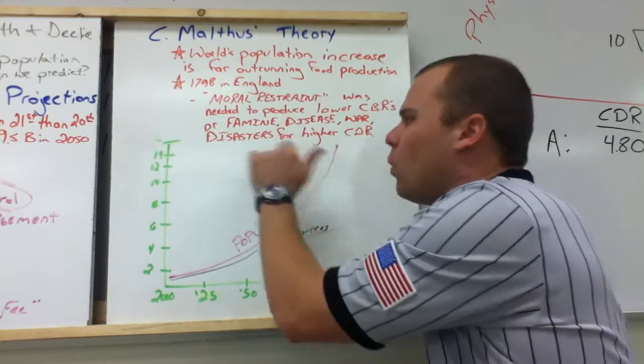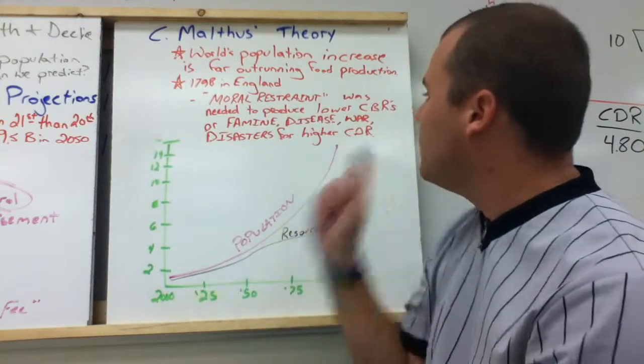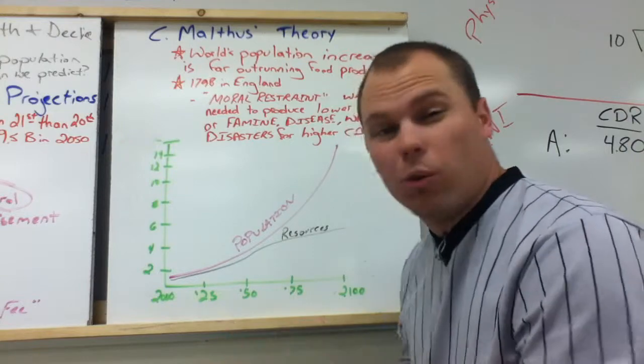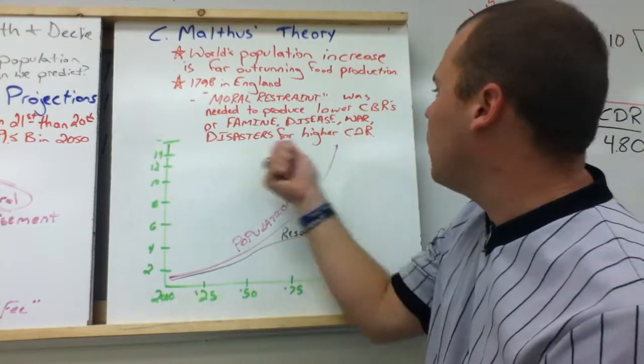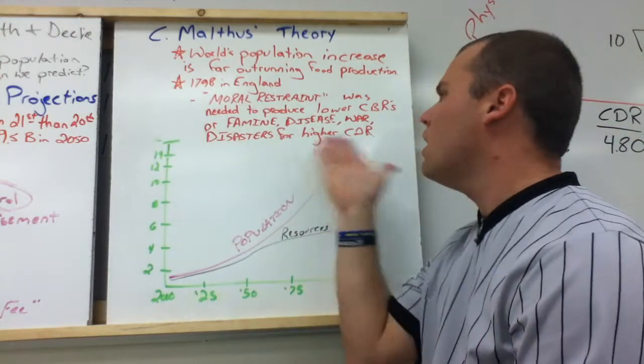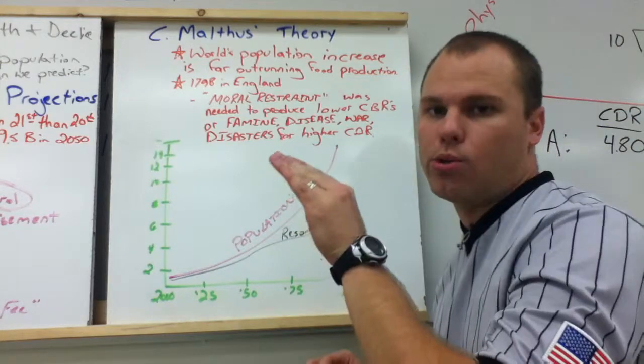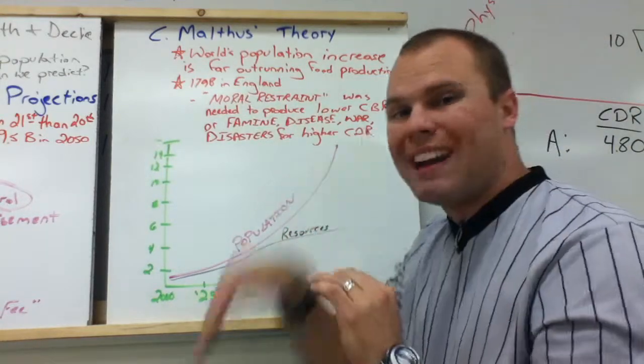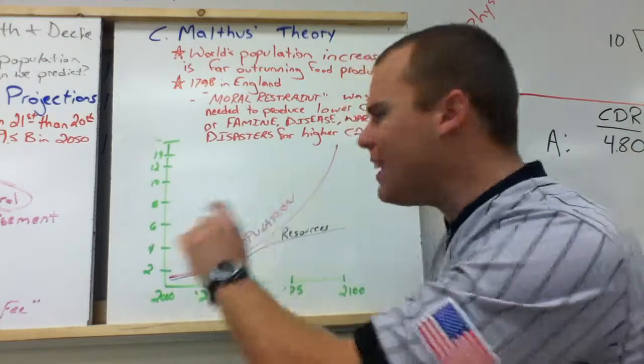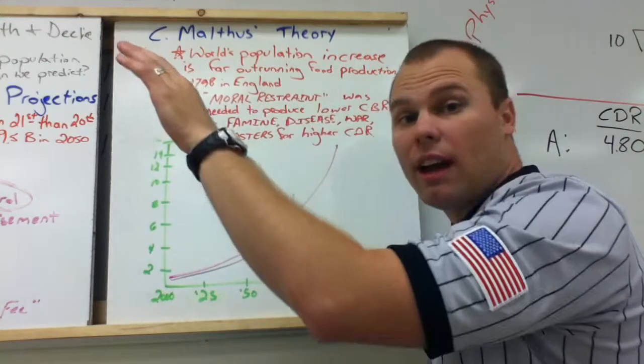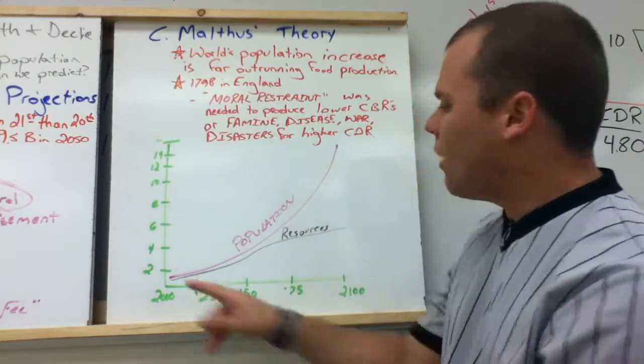Okay, either that, or he said famine has to occur, disease has to occur, wars need to occur, some of these things that could, maybe natural disasters need to occur to inflict a higher crude death rate. We either need to have moral restraint to have a lower crude birth rate, or we need to have these things put into place to have a higher crude death rate so that this won't happen.